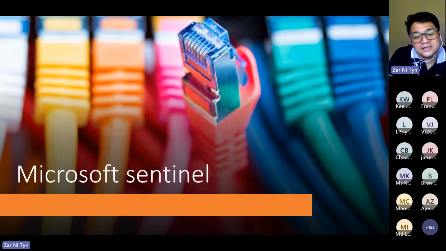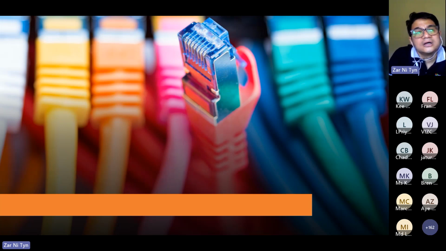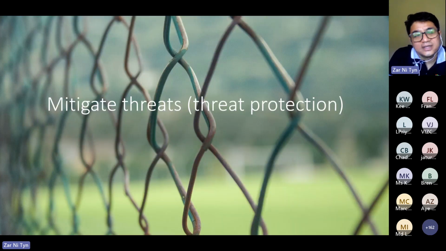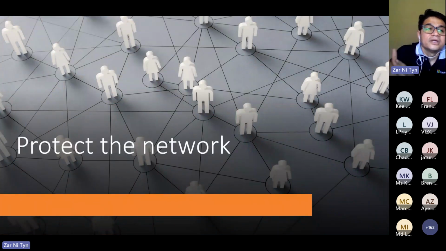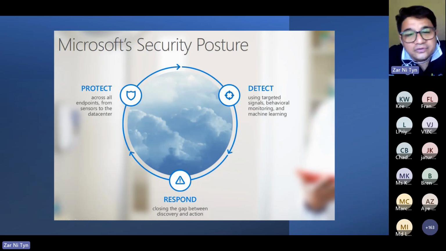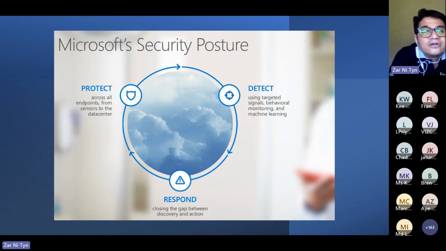And then the fourth is Microsoft mitigating the threat. Finally, Microsoft has a network product. This is a very important network product, and if you want to protect your network, you can see Microsoft has three rules. First of all, you want to know this is the Microsoft security posture.